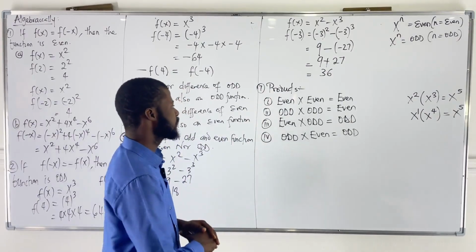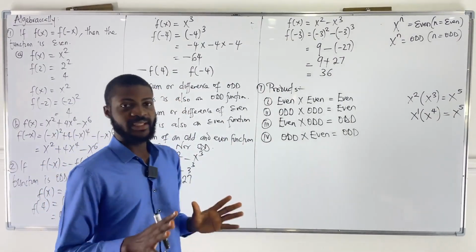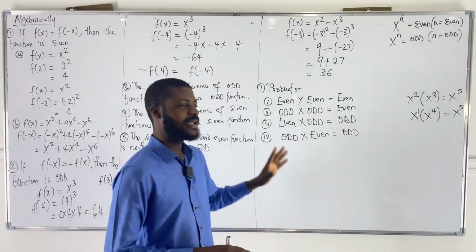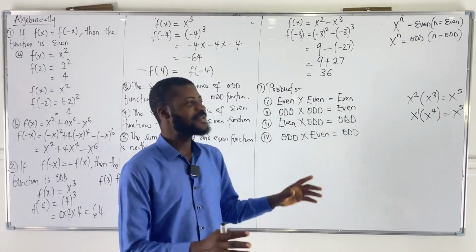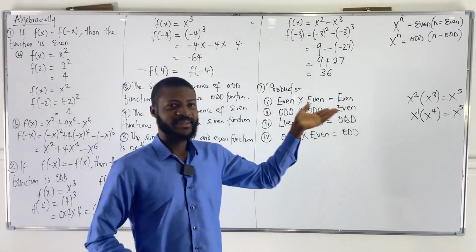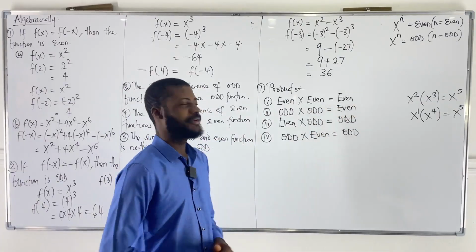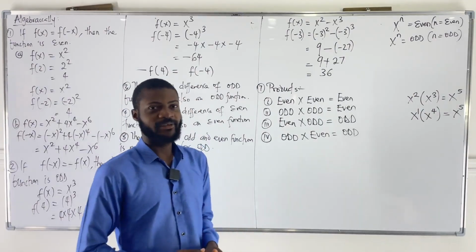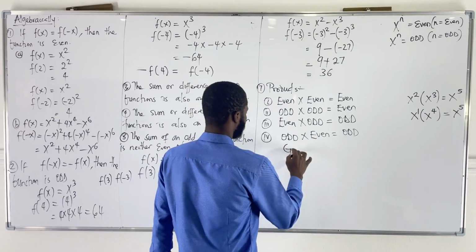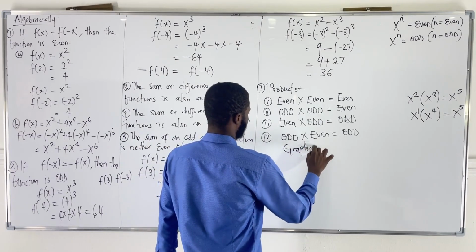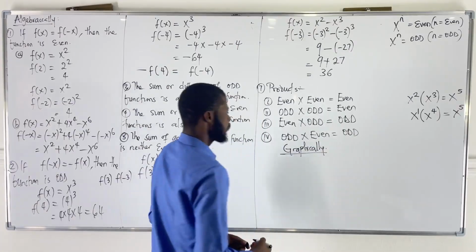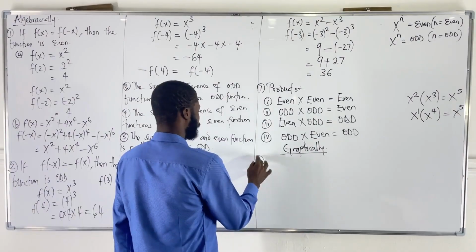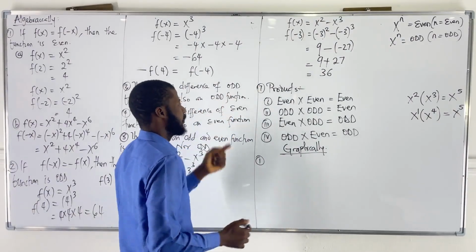With this, I've been able to algebraically explain what even and odd functions are, or what they look like. And let's talk about the graphical nature of them. Graphically. So for graphically, the first thing I want to do, should I call it number 1 or number 8? Any of them, it all depends.